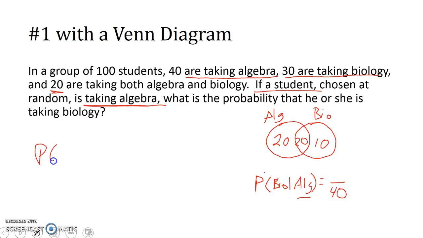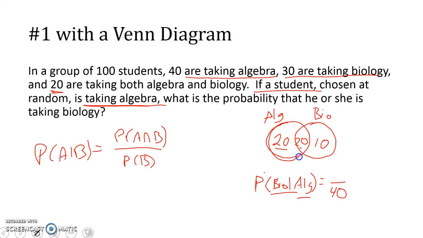So if we remember this formula here, the probability of A given B is equal to the probability of A and B over the probability of just B. So the probability of B, that's the probability of somebody taking algebra. There's 40 people here because I have 20 here and 20 here. So then I want the probability of people taking both. Of these people, of the 40 taking algebra, there are 20 that are taking both. So that is equal to 1/2.